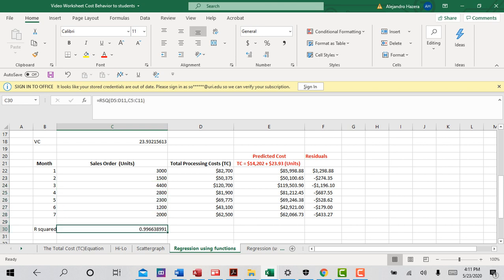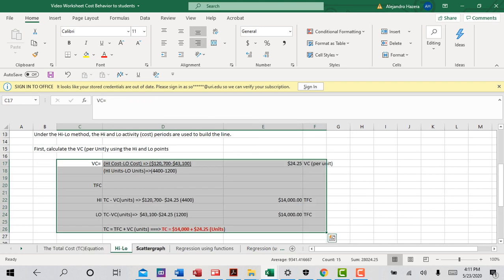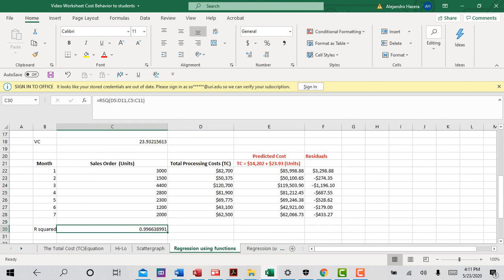But what I'm going to want you to do for homework, and I'll tell you this in email, is I'm going to send you a worksheet. I'm going to send it to you with the explanation, with the high-low method, and with the scatter graph. And what I'm going to ask you to do is recreate what I've done here for regression, because regression really is what you have to know.